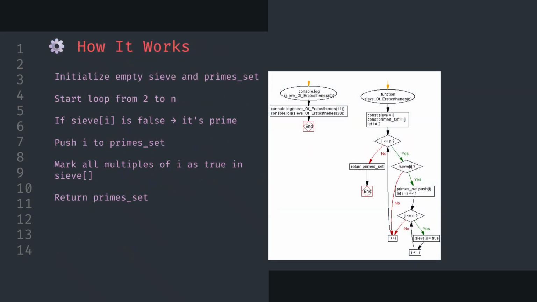This table outlines each step of our logic. The real trick here is marking multiples of every discovered prime, ensuring we do not redundantly check non-primes. The sieve becomes a filter that lets only primes pass through.